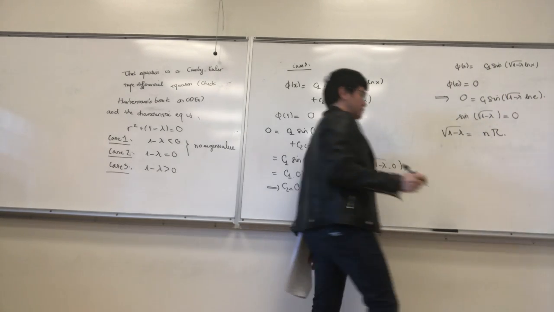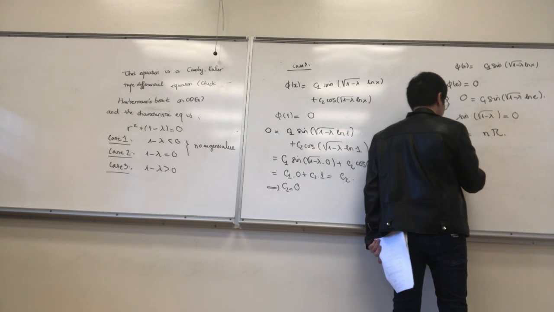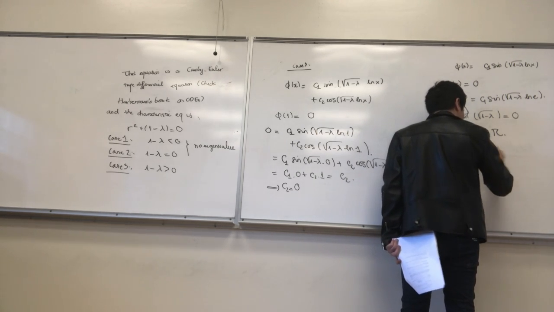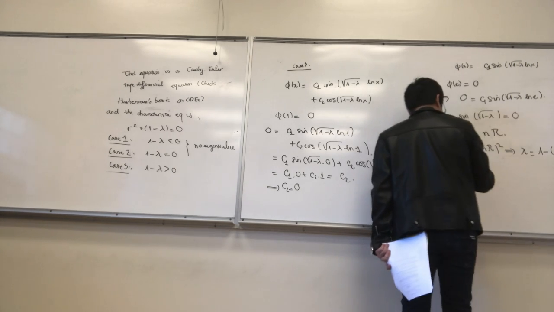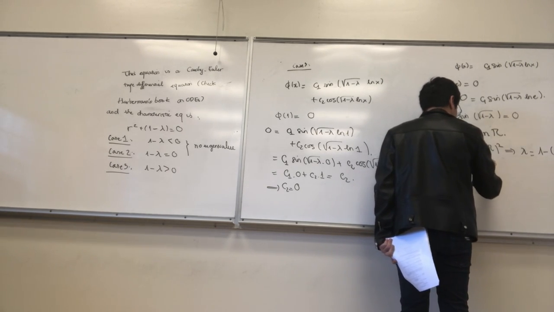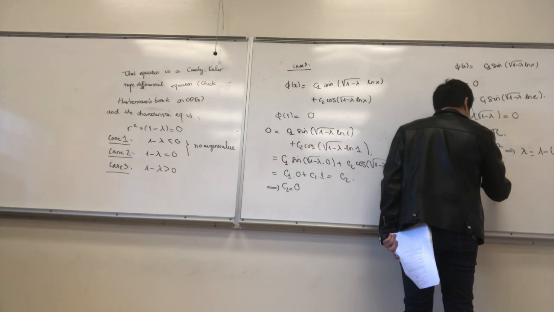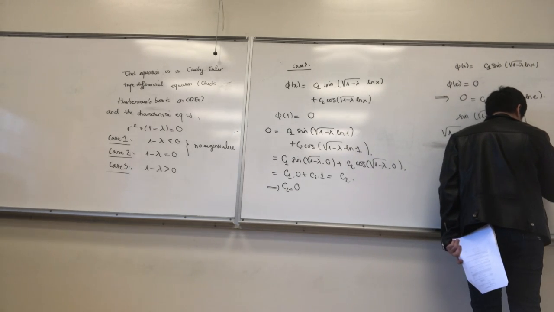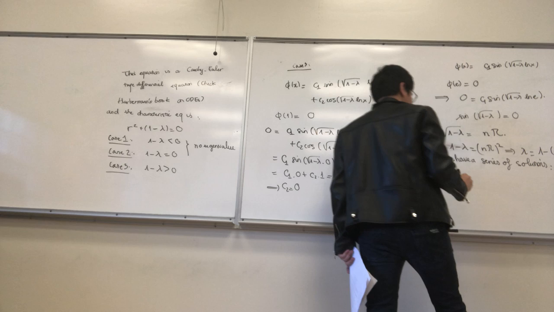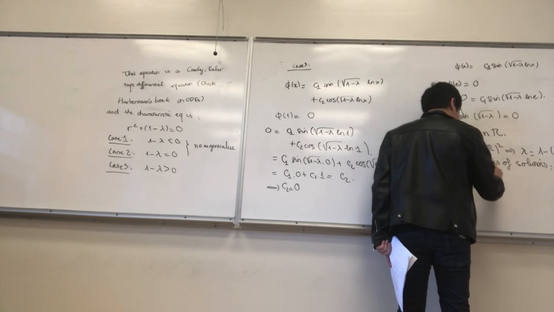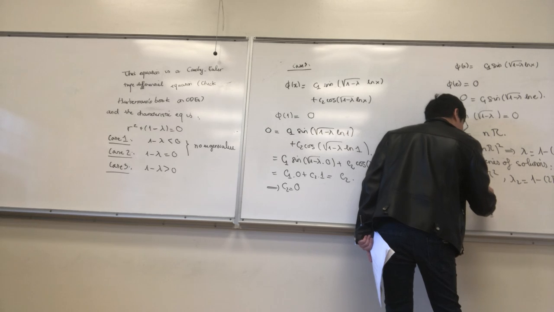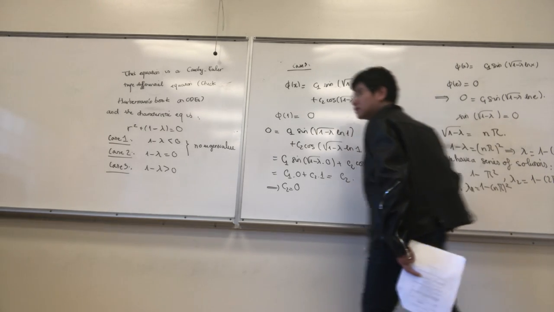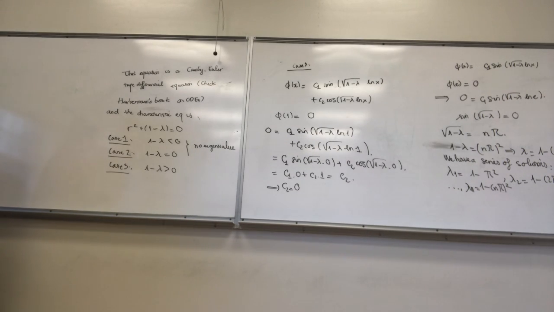So we have a series of solutions, which means that 1 minus lambda is n pi squared, which means that lambda is 1 minus n pi squared. In this case, we have a series of solutions. Lambda 1 will be 1 minus pi squared, lambda 2 will be 1 minus 2 pi squared, and lambda n will be 1 minus n pi squared. So you're going to have a series of solutions: 1 minus pi squared, 1 minus 2 pi squared, 1 minus n pi squared.